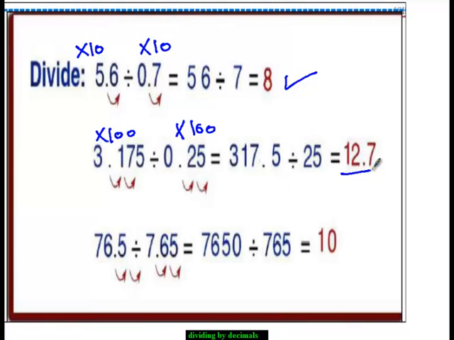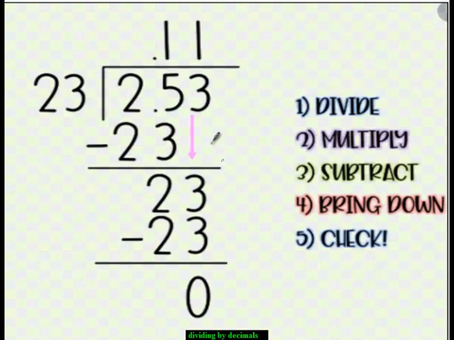The answer will be 12.7. And here after 2 places, multiply by 100, and here also by 100. Okay, and the answer will also be a long division, and the answer will be 10. Here again: divide, multiply, subtract, bring down, and check the answer.